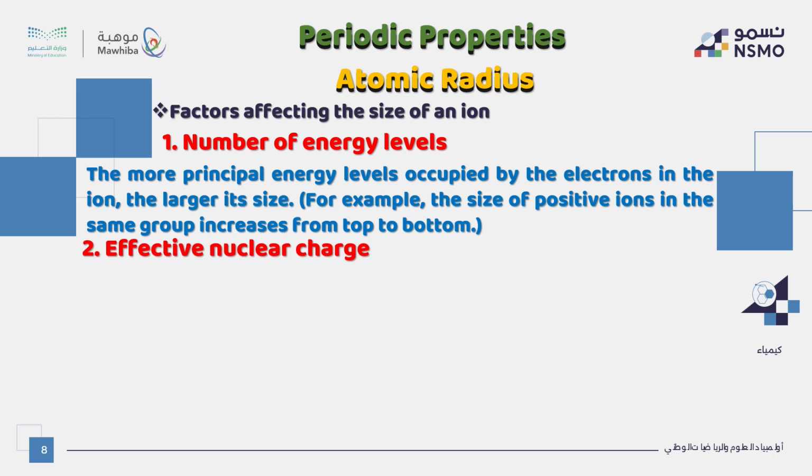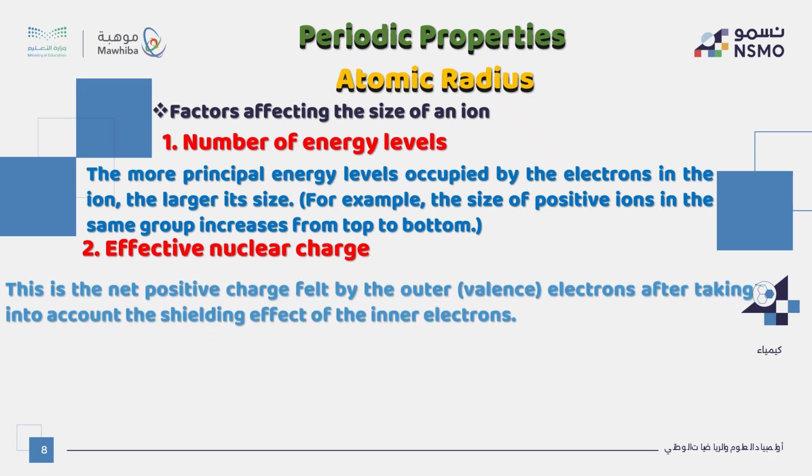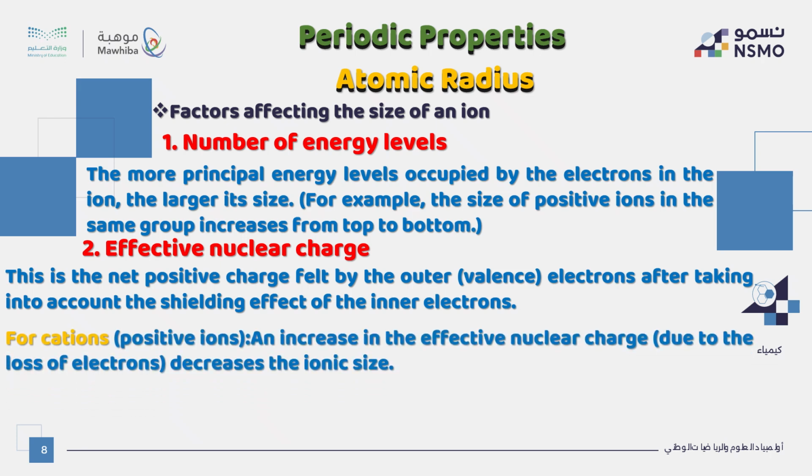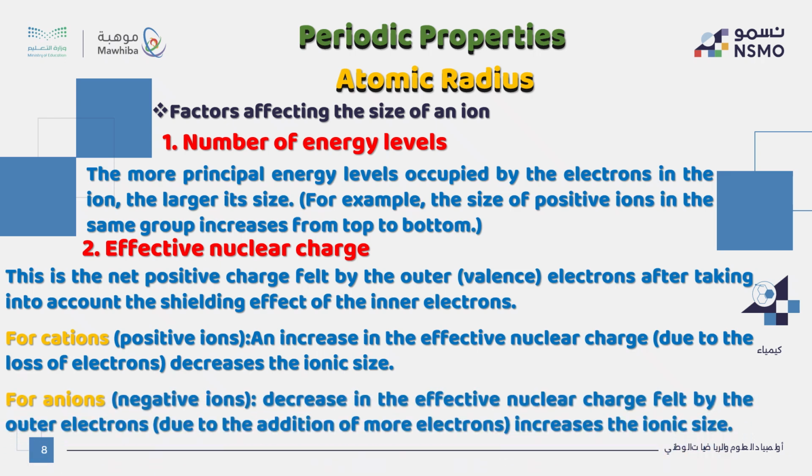Number two, effective nuclear charge. The effective nuclear charge is the net positive charge felt by the outer electrons after accounting for the shielding effect of inner electrons. For cations, loss of electrons increases effective nuclear charge, and ionic size decreases. For anions, addition of electrons reduces the effective nuclear charge felt by each electron, and ionic size increases.